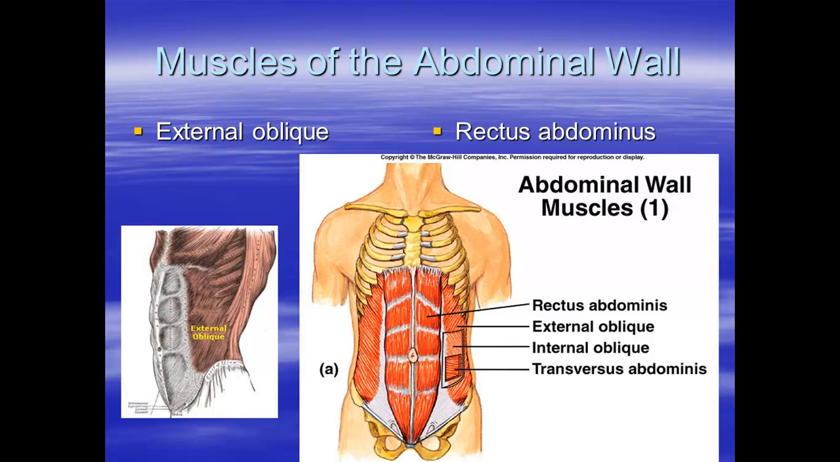Muscles of the abdominal wall, or of the trunk. Now the external obliques compress the abdomen, and we find its origin in the lower thoracic cage. An insertion of the external obliques would be in the midline of the abdomen. The rectus abdominis, or that abdominal grouping that everybody wants to try to get their six-pack reflected in, is located right here. Obviously this is the umbilicus.